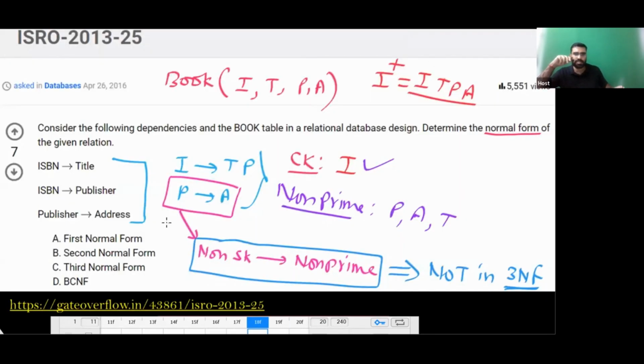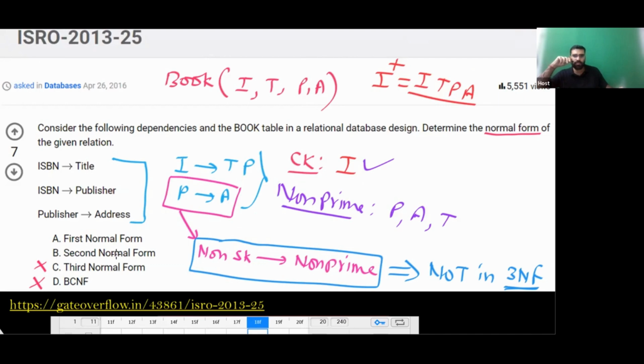So definitely this relation is not in 3NF, so not in BCNF, right? Not in 3NF, so not in BCNF automatically. Because in BCNF, what should happen? In every non-trivial functional dependency, LHS must be super key, right? So here you can notice LHS is not a super key, and clearly this is a non-trivial FD. So this is not in BCNF.